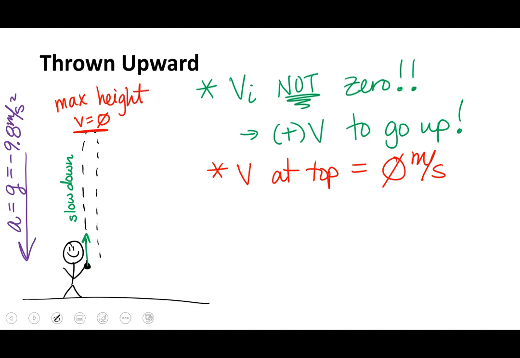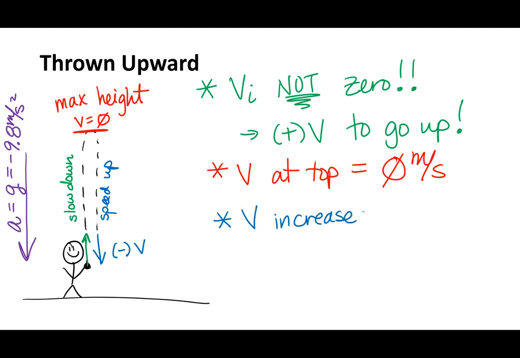Then, as the object comes back down, since gravity is pulling it down, it is going to speed up on the way down and hit with a negative velocity. And so I'll put that here. Velocity increases in the negative direction going down.